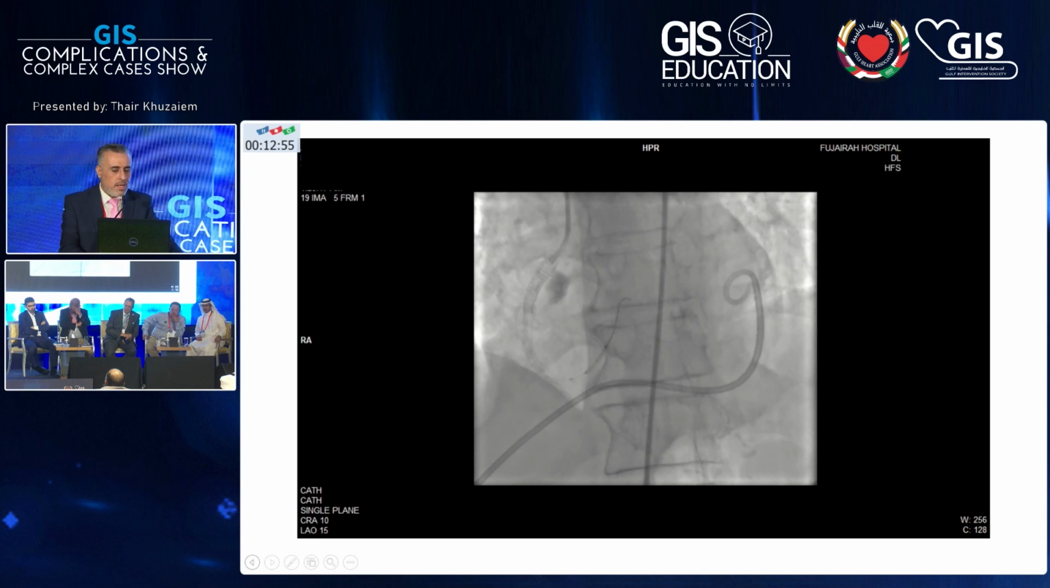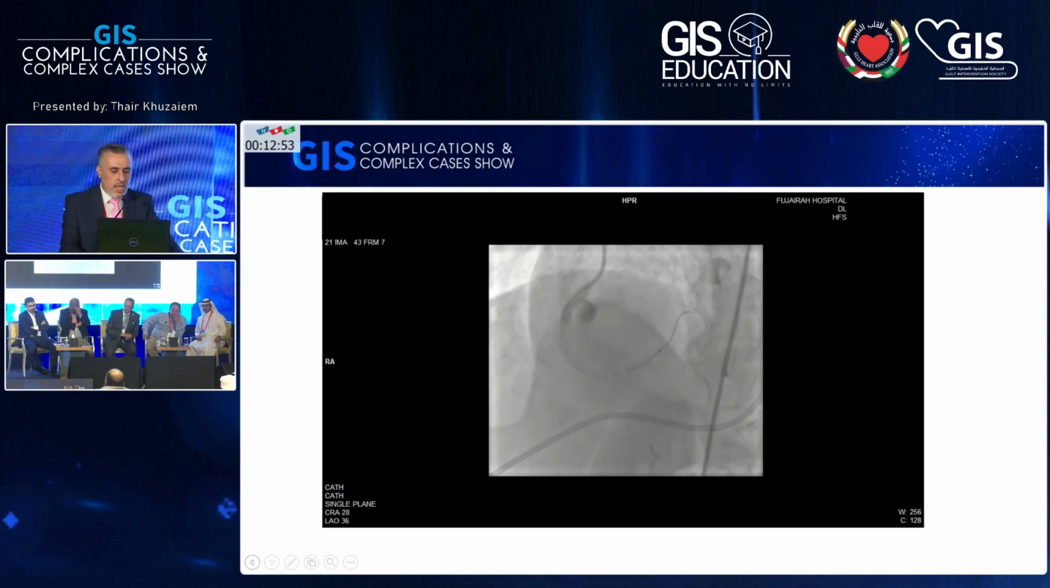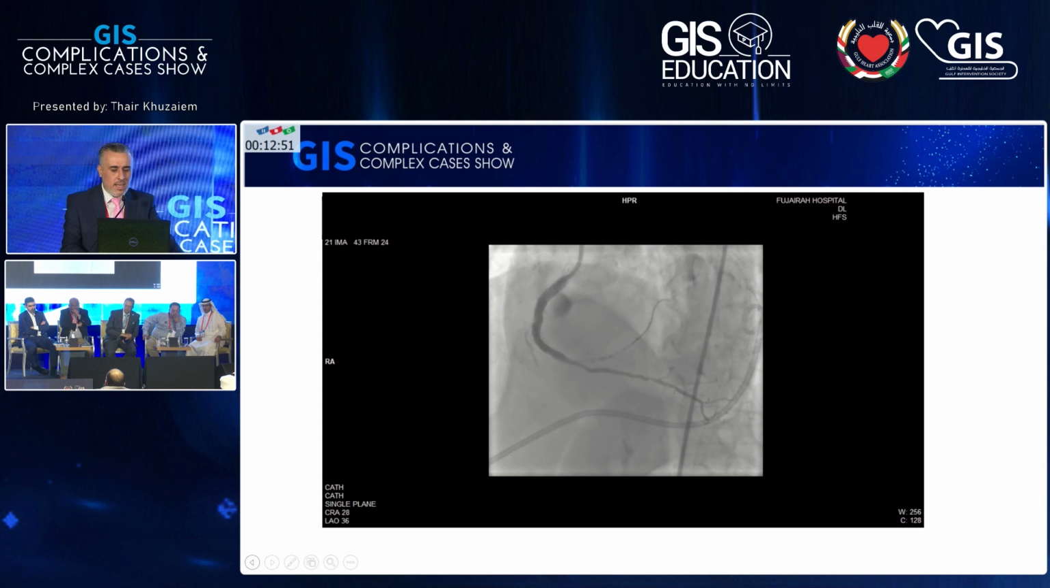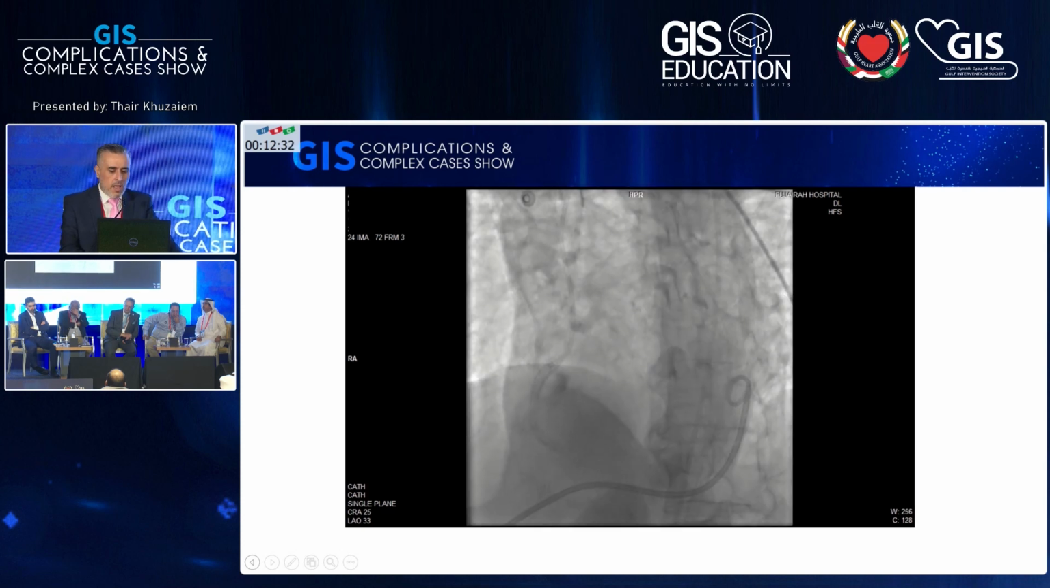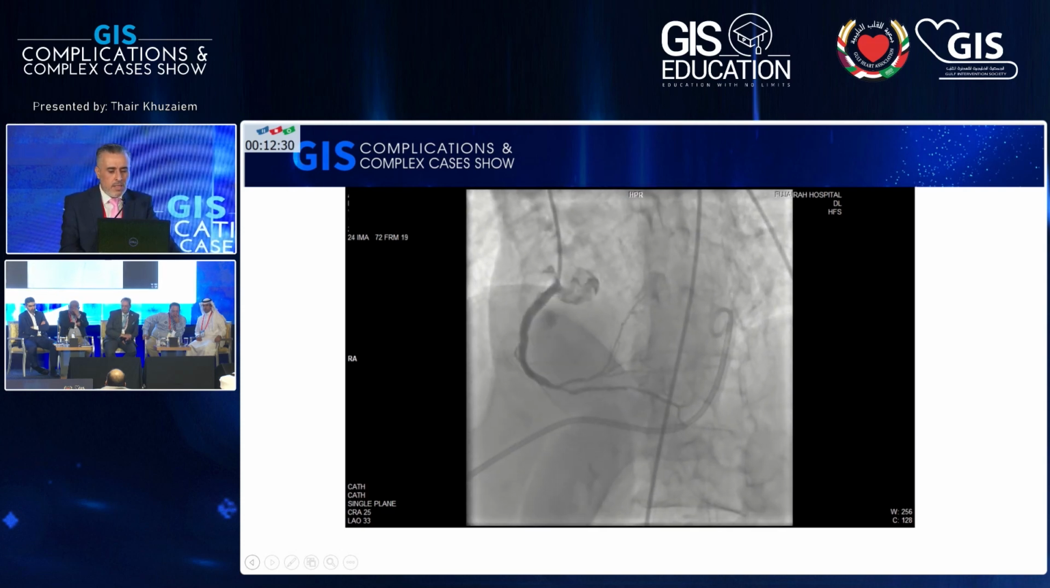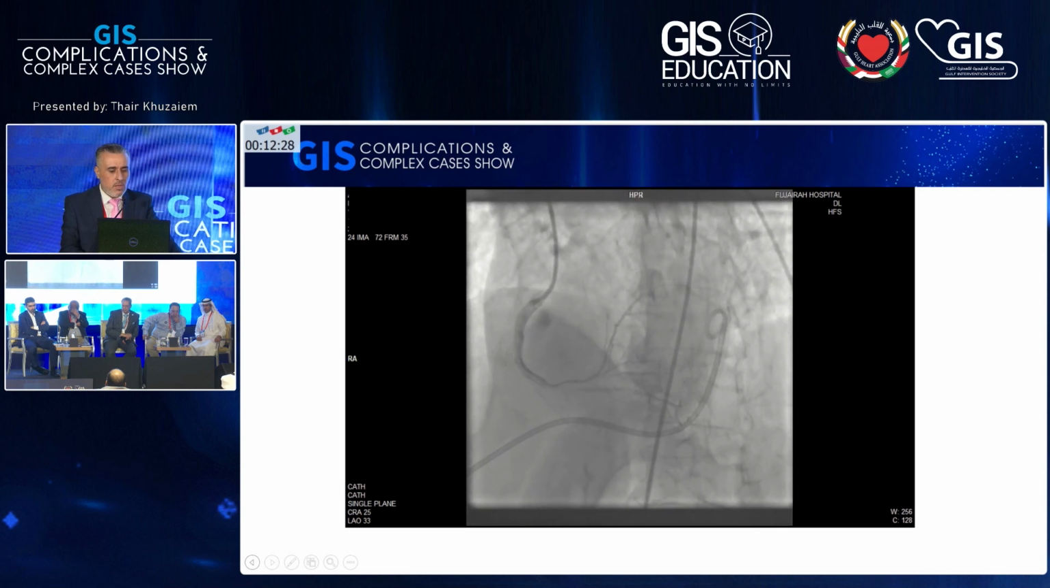So first of all, I put a wire and a balloon, inflated the balloon, and unfortunately, we still had the perforation. So I used the Finecross microcatheter, trying to push coils. Unfortunately, the coils stuck at the end of the microcatheter. I tried to push, but I failed. So I pulled the microcatheter with the coil. And after that, I noticed that the distal perforation had sealed already.